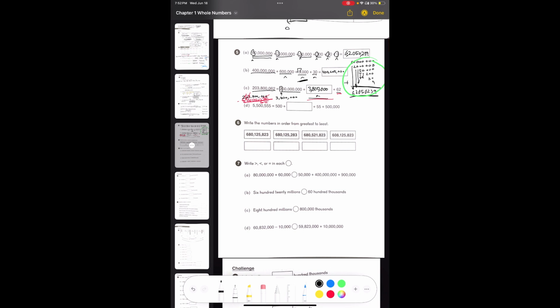For this one, it's exactly the same. Write our number out. 500, subtract the 5 here. 55, subtract 55. 500,000, subtract that. And what we're left with is 5 million. So that's our answer. 5 million.